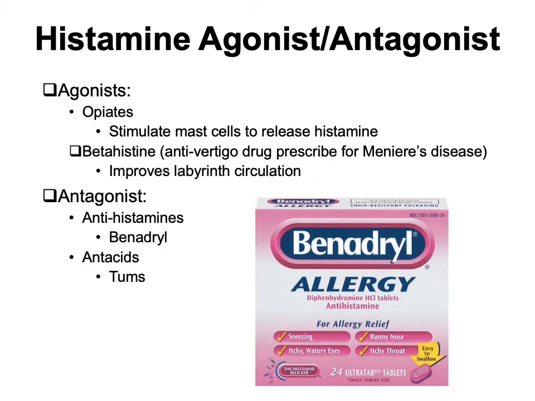Agonists and antagonists of histamine. The agonists are opiates. They stimulate the mast cells to release the histamines. And betahistine, which is an anti-vertigo drug prescribed for Meniere's disease. We'll cover Meniere's disease in neuropathophysiology towards the end of the quarter. And Meniere's disease has to do with the labyrinth in the inner ear getting filled up with too much endolymph, so this drug helps to improve that circulation.